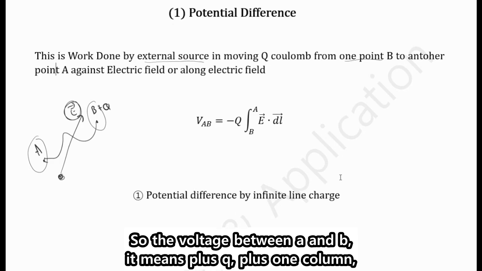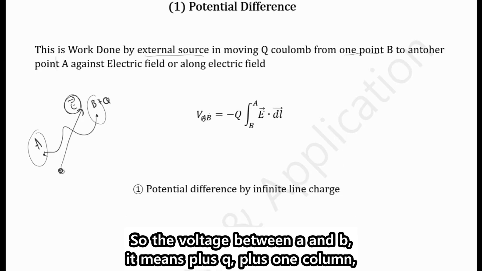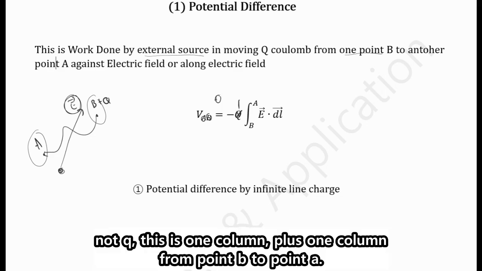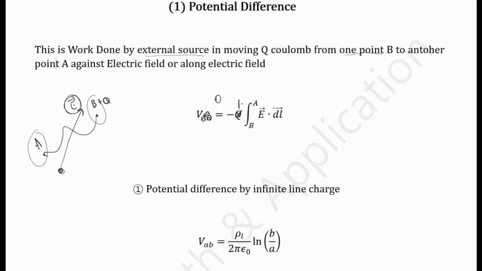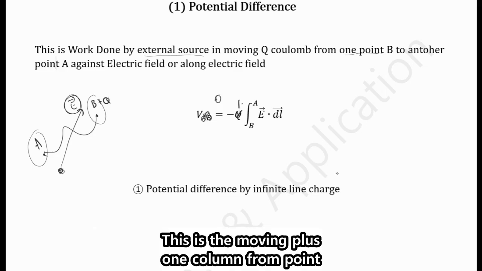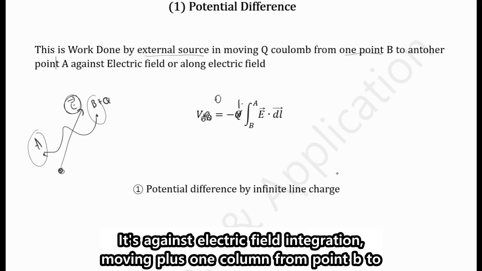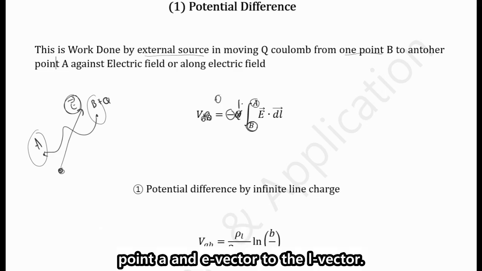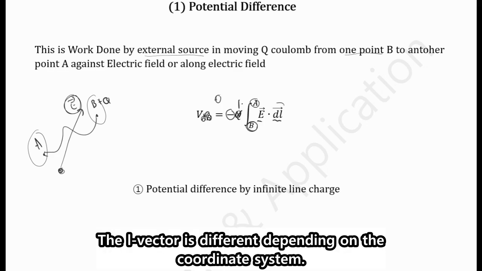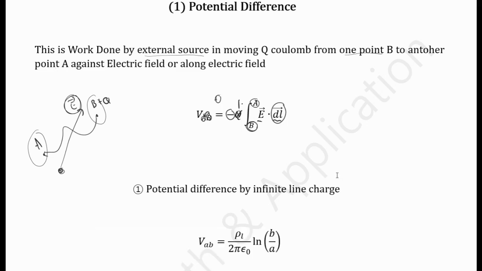So the voltage between A and B means moving plus 1 Coulomb, not Q, this is 1 Coulomb, from point B to point A. Moving plus 1 Coulomb from point B to point A in the presence of the electric field is the integration against the electric field, minus the integral from B to A of E vector dot dl vector. The dl vector is different depending on the coordinate system.